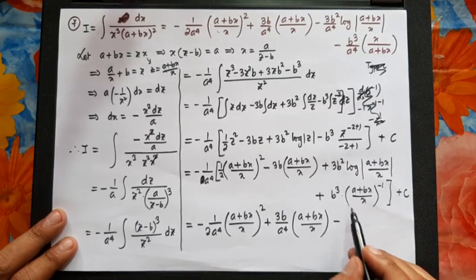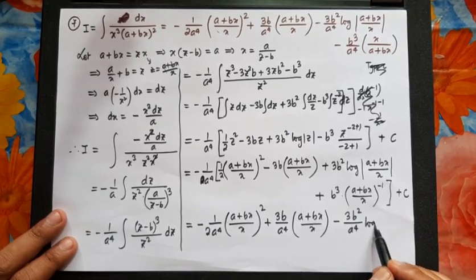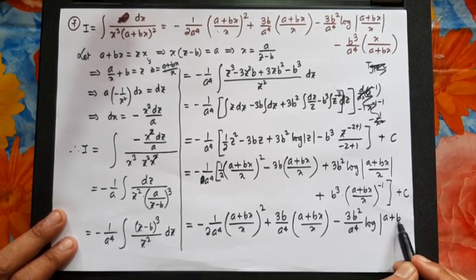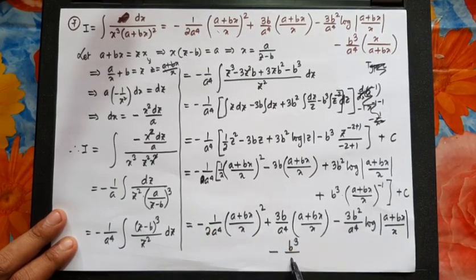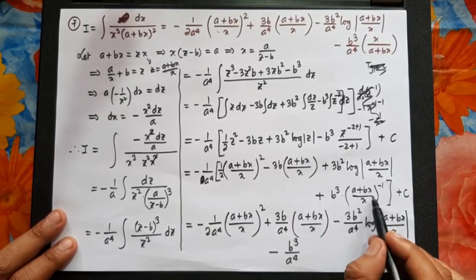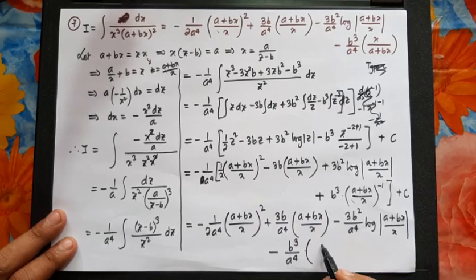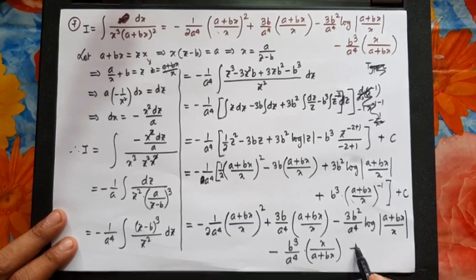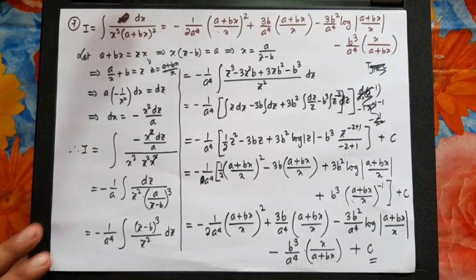This plus becomes minus, so we have 3b square by a to the power 4 log of a plus bx by x, right? And the last one, that is this plus becomes minus, we have b cube by a to the power 4, so we have this to the power minus 1, so that basically it inverts itself, so it becomes x by a plus bx, right, with constant of integration at last. So this is what we need to prove. So pause the video to note down.